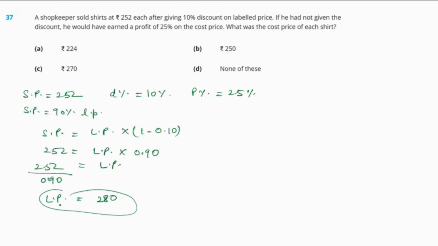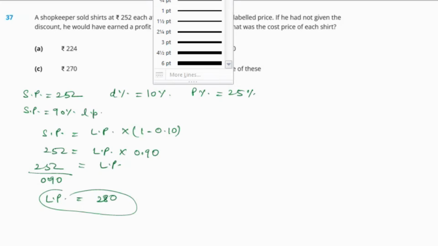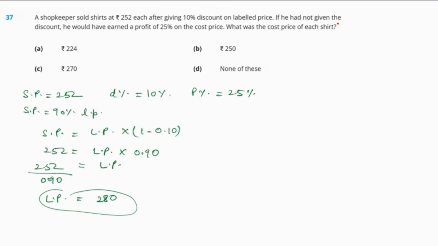So now if we need to figure out the cost price, the question is saying if he had not given the discount, he would have earned 25% profit. So according to this, if no discount was given, the selling price would be the label price of 280 rupees, which would result in 25% profit on the cost price. This means the label price is 125% of the cost price, correct? That needs to be like this only. So label price, we can use the formula 1 plus 0.25 because it is going to be 25% more than that.